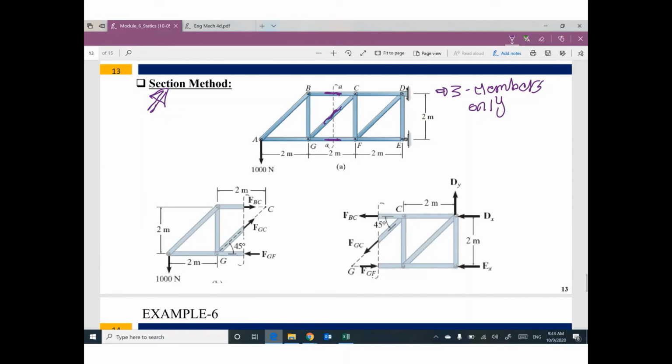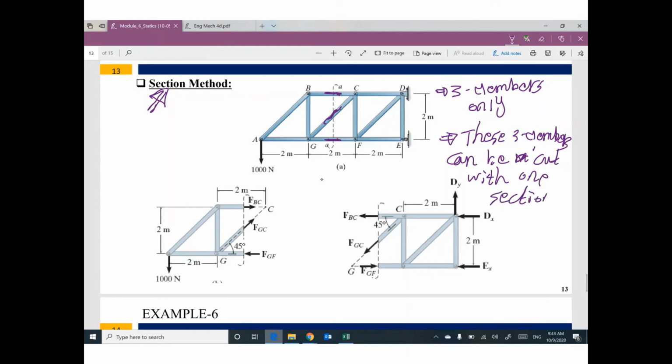And these 3 members can be cut with one section. What do I mean by one section? I mean like this. I can cut this truss into 2 parts using this section. Your section passes through this member and this member and this member, so I can use this method.